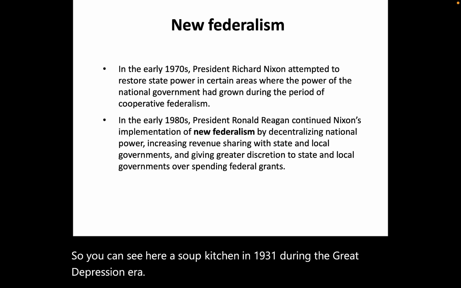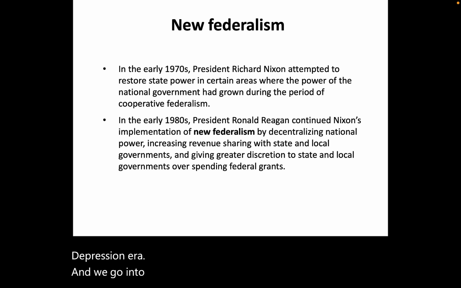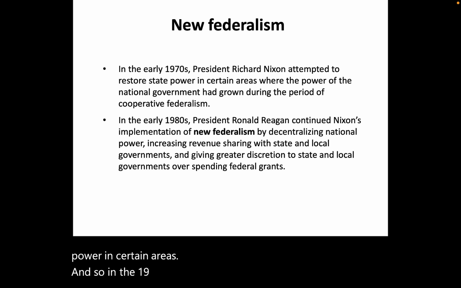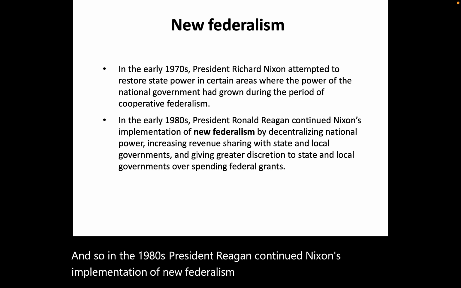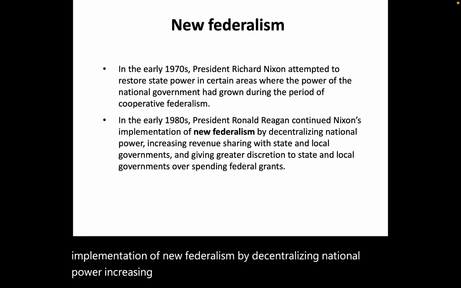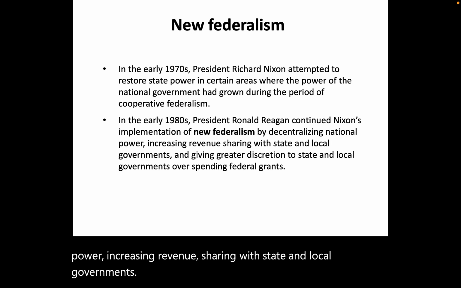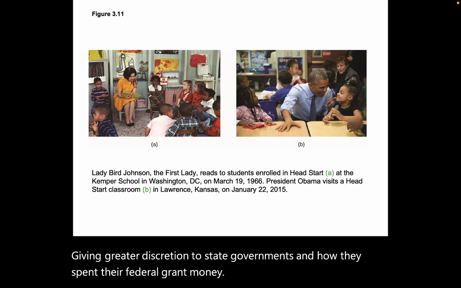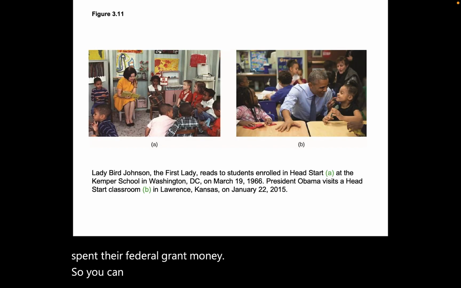And we go into new federalism, right? In the early 1970s, President Richard Nixon attempted to restore state power in certain areas. In the 1980s, President Reagan continued Nixon's implementation of new federalism by decentralizing national power, increasing revenue sharing with state and local governments, and giving greater discretion to state and local governments on how they spent their federal grant money. So you can see here a picture.